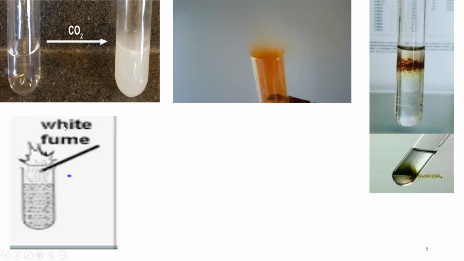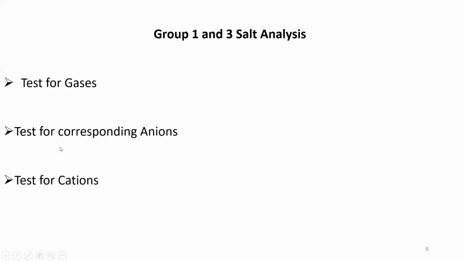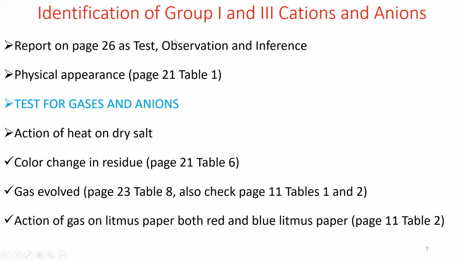And for the HCl and the ammonia gas, we actually use the white film to identify those gases. Now for this week and next week, as I said, we are looking at our group 1 and group 2 salt analysis. So we are going to test for gases, we test for corresponding anions, and we test for cations. So for the identification of group 1 and group 3 cations and anions, we are going to report on our manual on page 26 as test, observation, and inference.